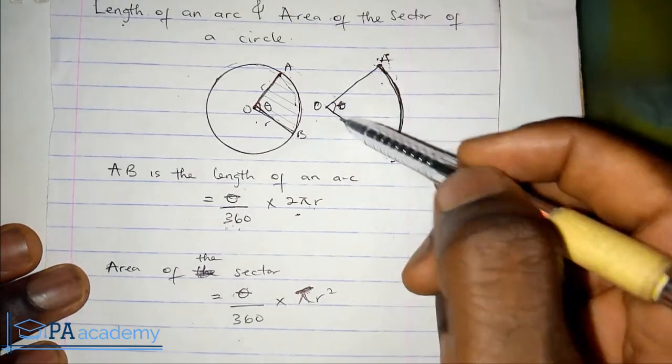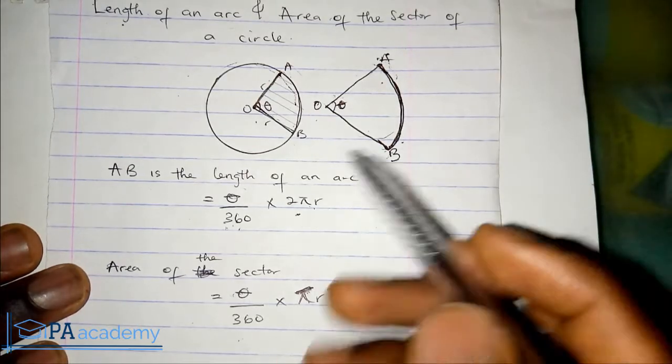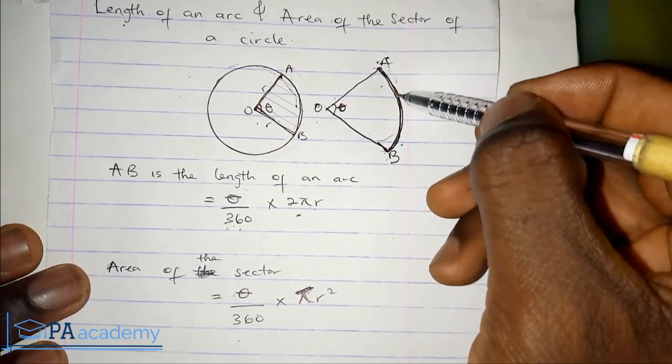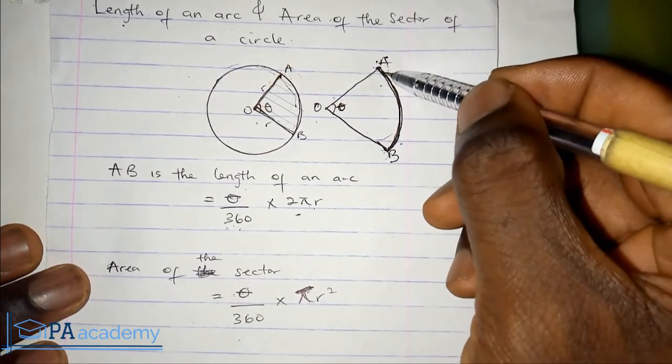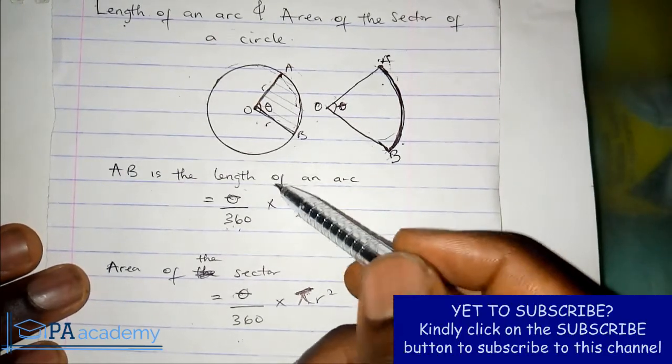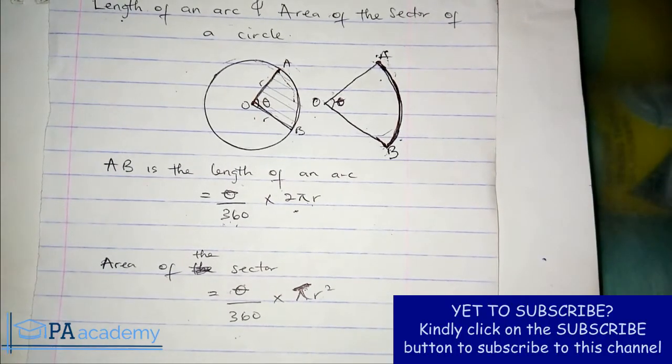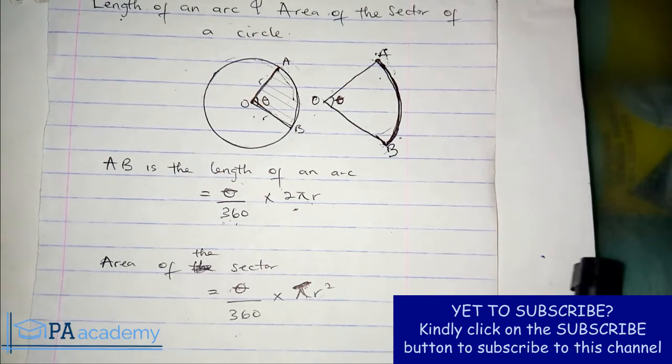So that's the difference between the length of an arc and area of a sector. Area of a sector is the area of the part that is cut out, while the length of the arc is the length of that section that is cut out, this part. So these are the formulas we are going to apply. We are going to do one example that is related to it.